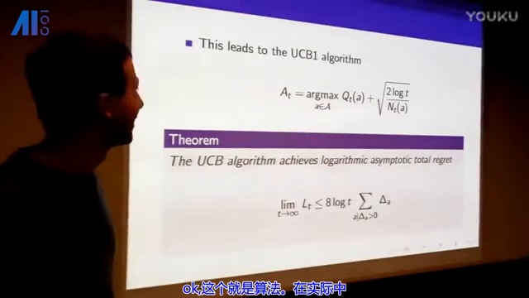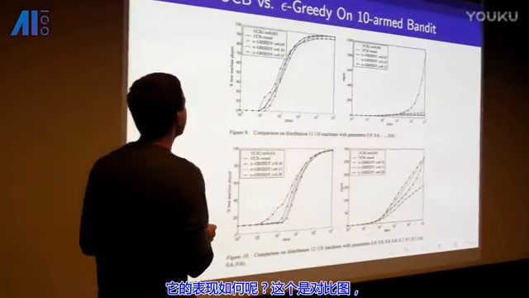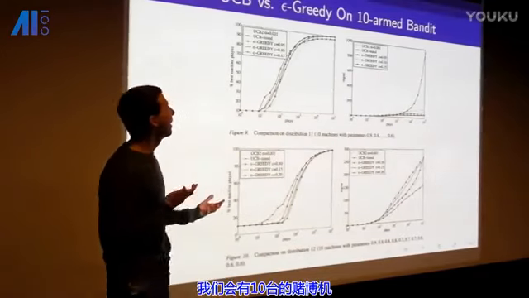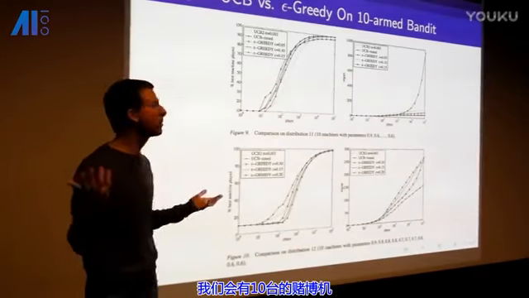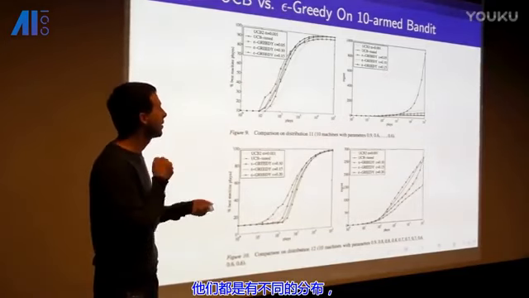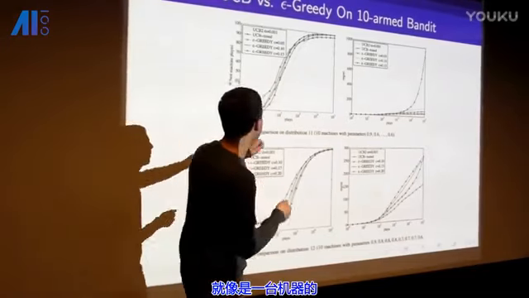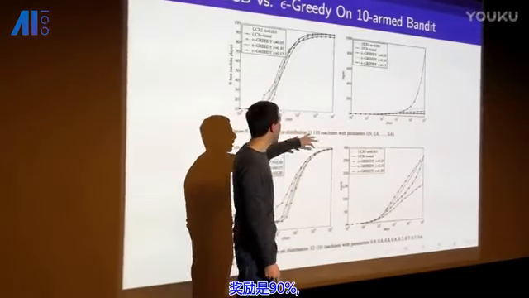Right. Okay. So it's an algorithm. How does it do in practice? So this is comparing UCB and epsilon greedy on a 10-armed bandit. And this 10-armed bandit has particular characteristics on the arms, and this is looking at different types of distribution.